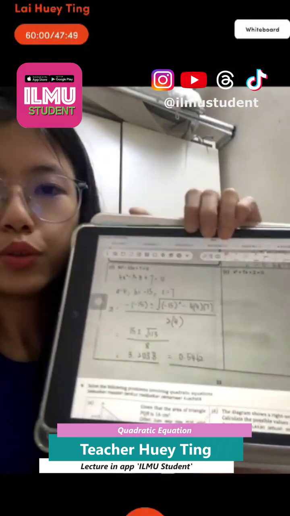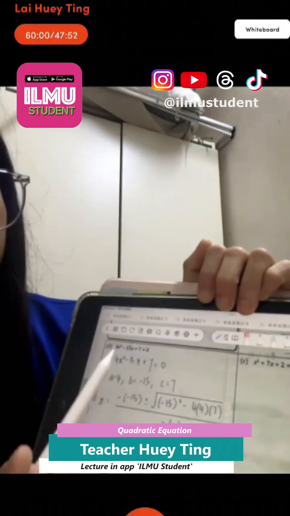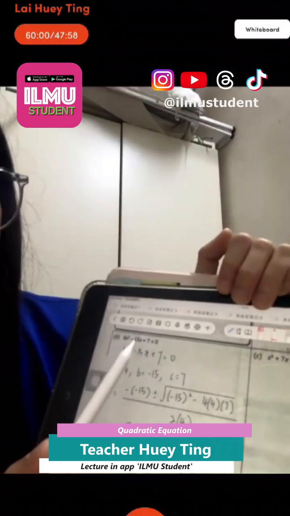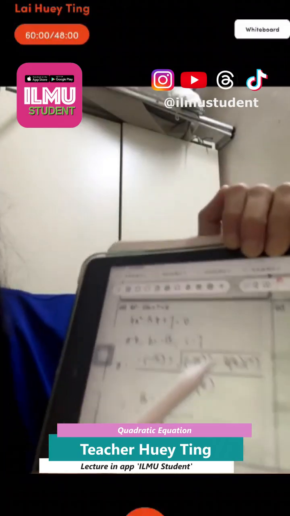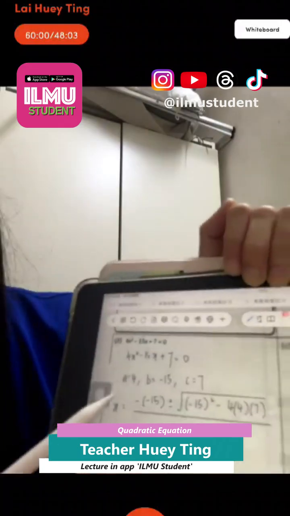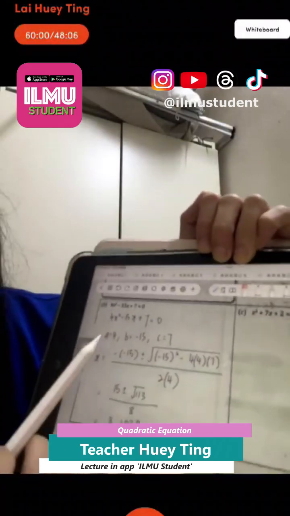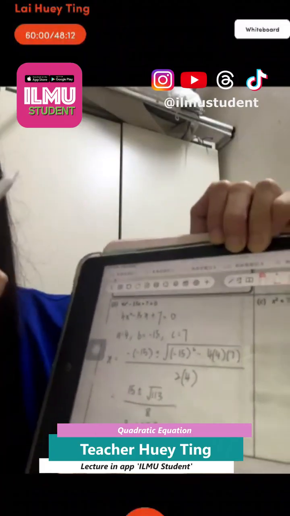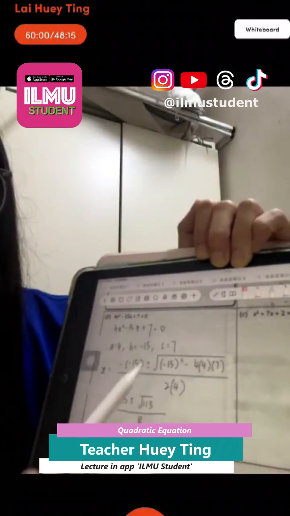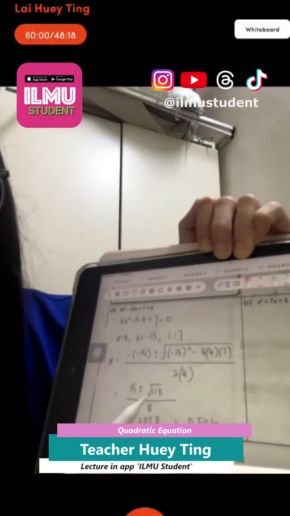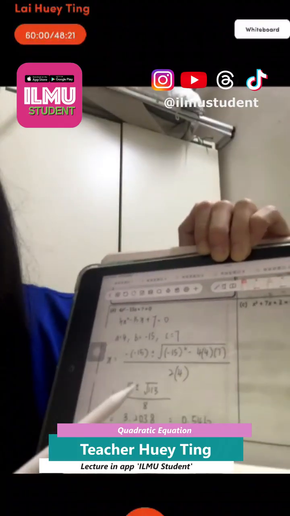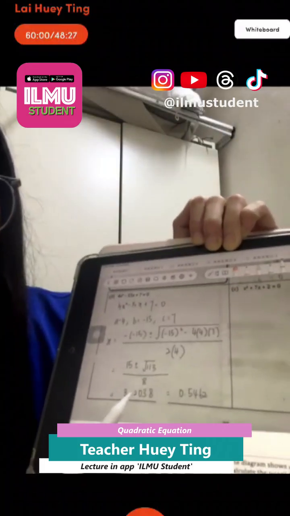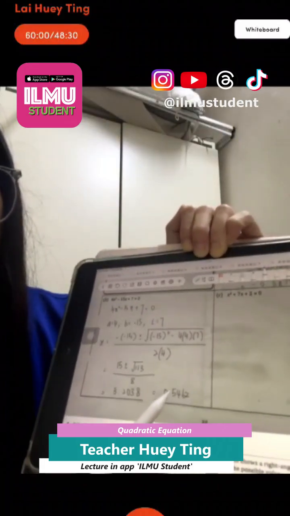Okay, so for the next question, the question mentioned that this is 4x squared minus 15x plus 7 equal to 0. After that, we just identify the values of A, B, and C. We can get A is equal to 4, B is negative 15, and C is 7. So we just plug the ABC into this formula. After that, we press the calculator and we get the answer. Because of the plus minus, we have two answers. One is 3.2038 and another one is 0.5462.